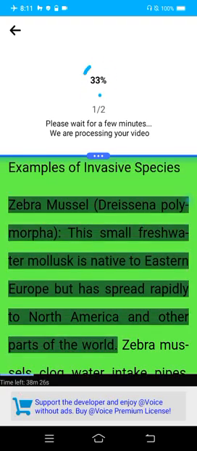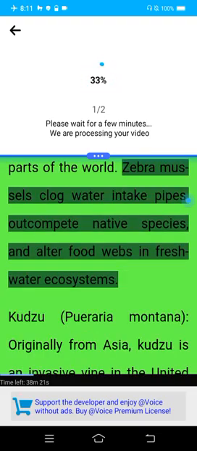Examples of invasive species. Zebra mussel, Dreissena polymorpha. This small freshwater mollusk is native to Eastern Europe but has spread rapidly to North America and other parts of the world. Zebra mussels clog water intake pipes, outcompete native species, and alter food webs in freshwater ecosystems.